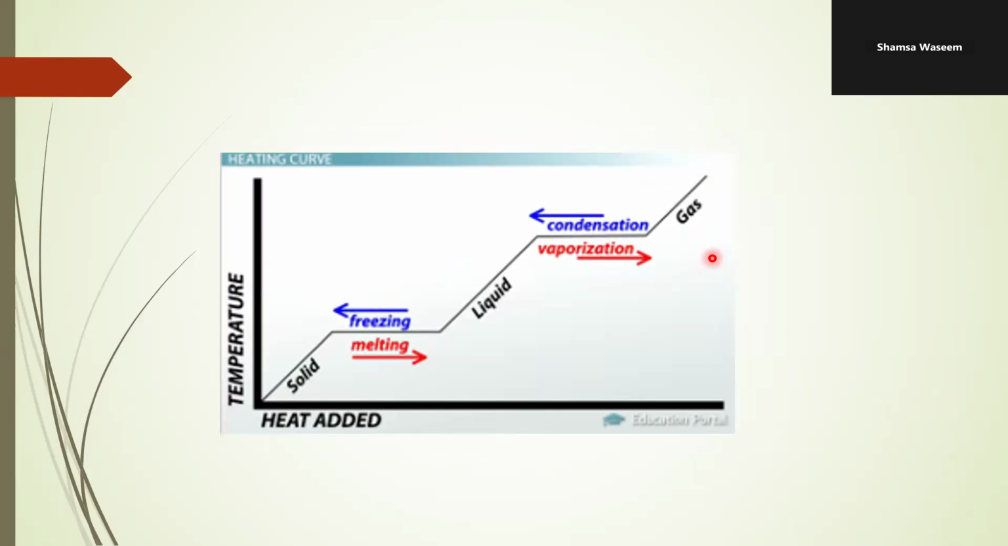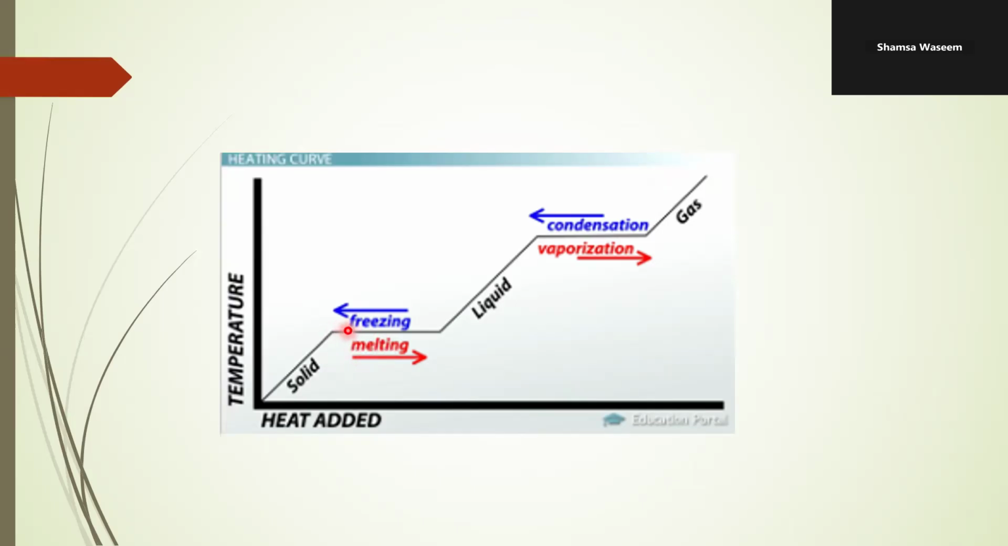Now we are going to discuss the heating curve, right? What happens in a heating curve? You need to understand that during the change of state, the temperature remains constant. On the x-axis there is heat added, and on the y-axis there is the temperature. When you heat a solid, the temperature rises. The fixed temperature at which solid turns into liquid is known as the melting point, right? At that particular temperature, the temperature does not rise.